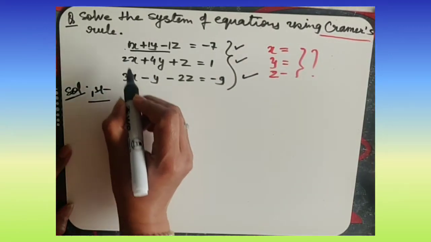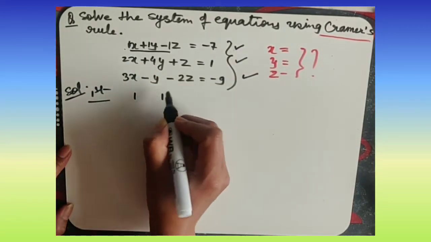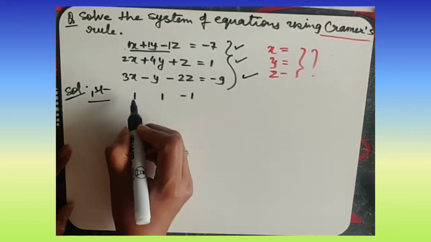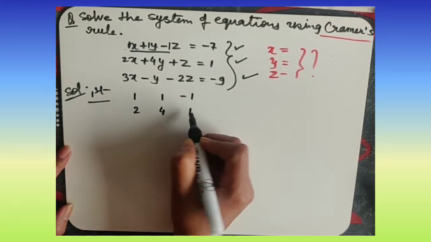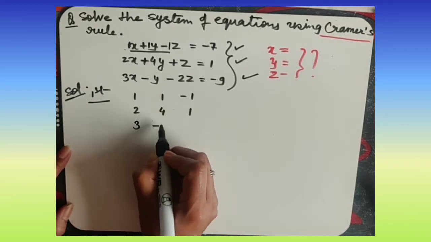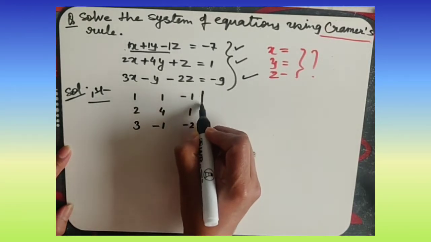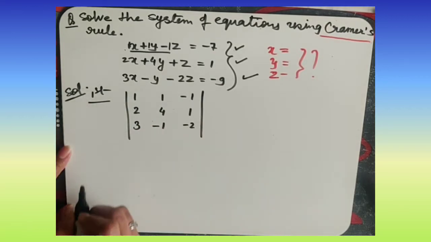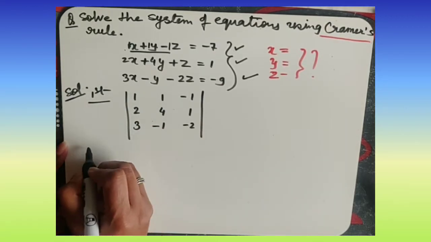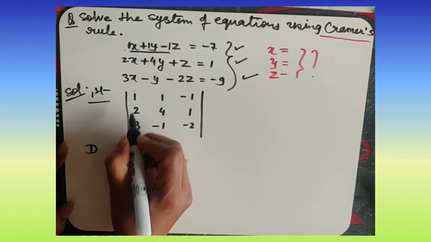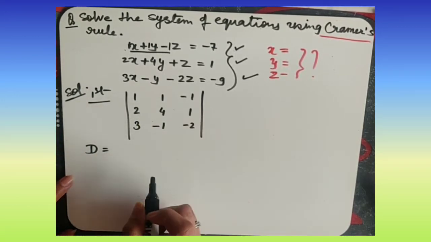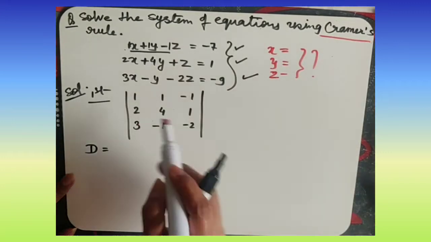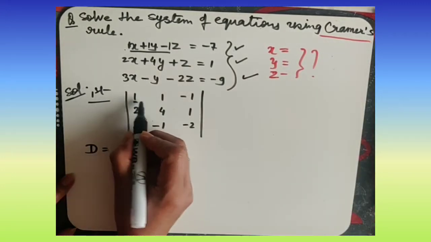The coefficient matrix will be 1, 1, -1, and then 2, 4, 1, and then 3, -1, -2. This is our coefficient matrix, and we need to find the determinant of this coefficient matrix. How do we find the determinant of this coefficient matrix? So we will write it down first.